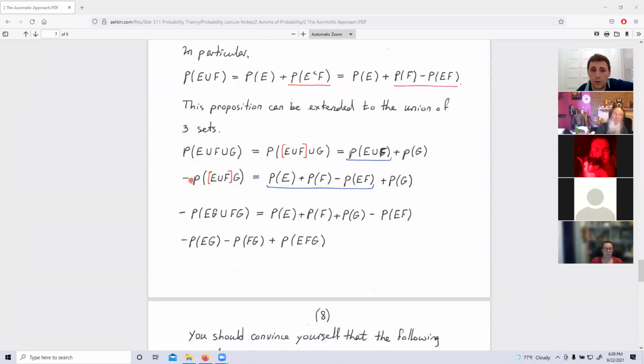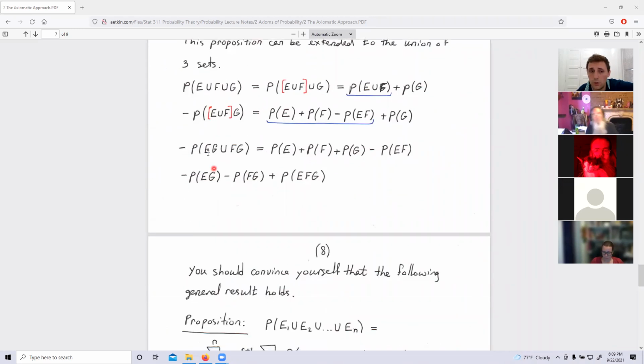And so now I have to figure out how to expand this minus here. And of course, here I distribute the G. It's probability EG, FG. And I can apply the formula for the situation, again the formula that we obtained here for two unions. And so what do we get? We get probability E plus probability F plus probability G minus probability EG minus probability FG, and then minus minus becomes a plus, the intersection of all three of them.